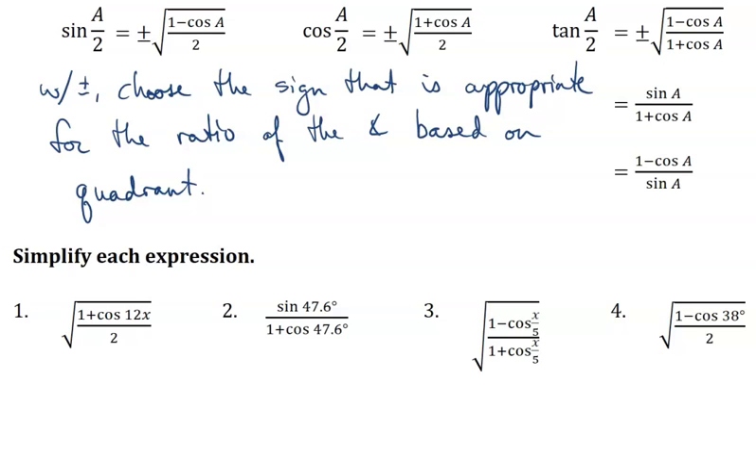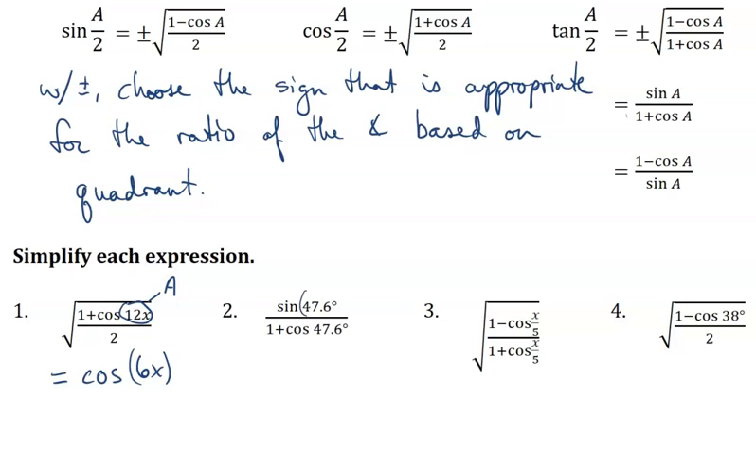So here I have a 1 plus cosine of something. So here that's my (1 plus cosine A) all over 2, which is equal to cosine of A over 2. If A is 12x, then A over 2 is half of that, or 6x. So this is equal to cosine of 6x. Here I have sine of an angle over 1 plus cosine of that same angle. So that's this identity right here, which is equal to tangent of A over 2.